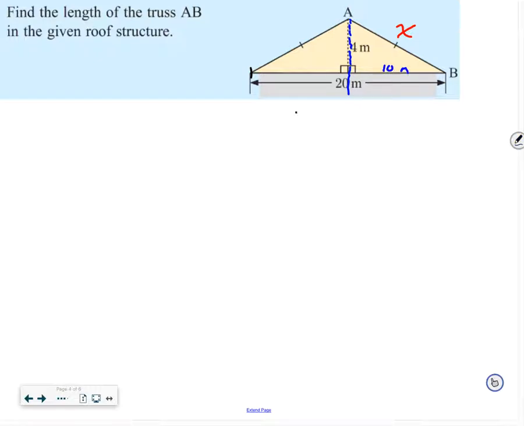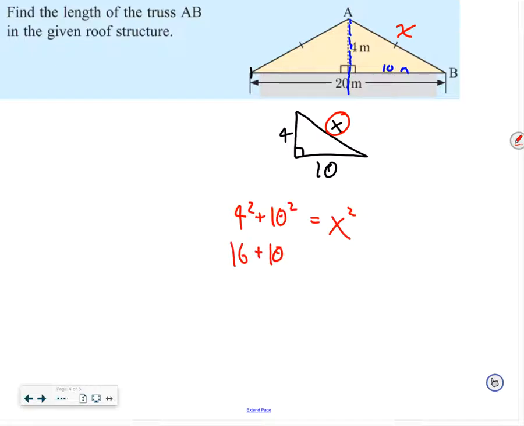So I redraw my right triangle and kind of pull it out. I have a right angle here. X is there, 4 is there, 10 is there. Again, my hypotenuse is my unknown, so that's going to be left by itself. That's equal to 4 squared plus 10 squared. Well, 4 squared is 16, 10 squared is 100, which is equal to x squared. And I get 116 is equal to x squared. Square root both sides. I get the square root of 116 is equal to x.